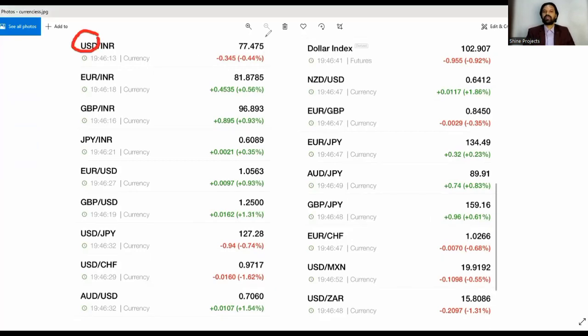USD is weak. There's a small weakness that is seen in the USD INR pair, and also the dollar index is on the weaker side, which means the dollar is weakening. Currency and stock markets usually play a direct correlation, which means rupee strengthening in the short term is a positive for the stock markets. So here I'm going back to my Excel to mark green because the rupee is strengthening.